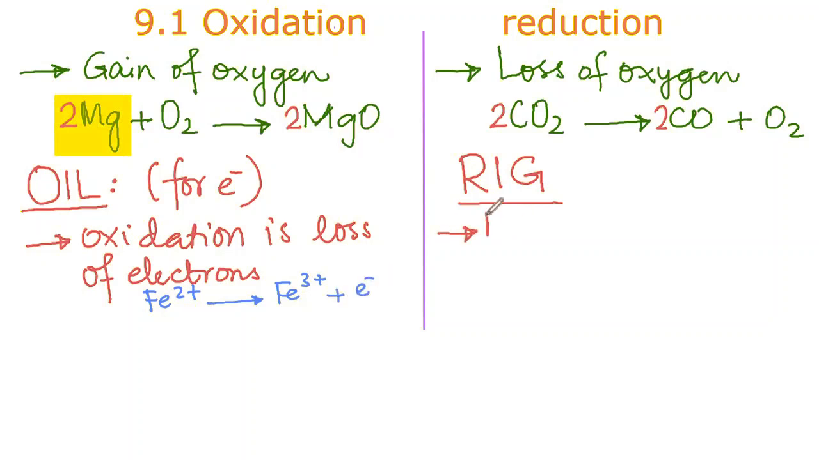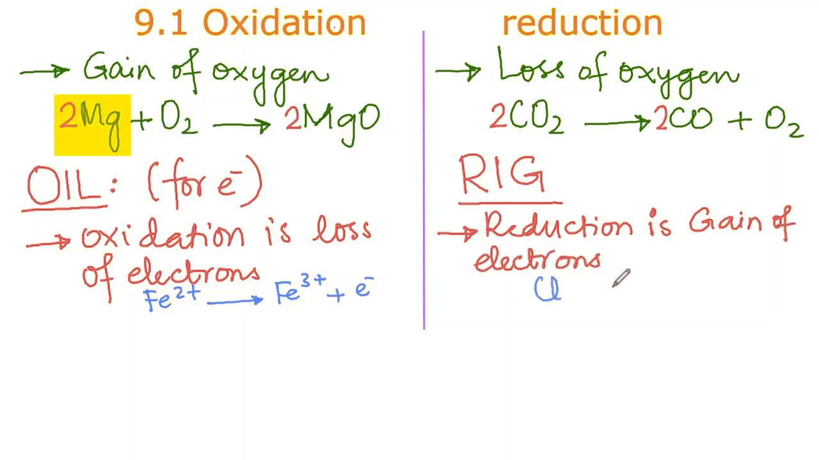On the other hand, reduction is gain of electrons. For example, a chlorine atom gains an electron and turns into a chloride ion. Remember, chlorine has to be written as Cl2 because it is a diatomic molecule, and in order to balance the equation, we have to put a 2 before the ions and 2 before the electrons.